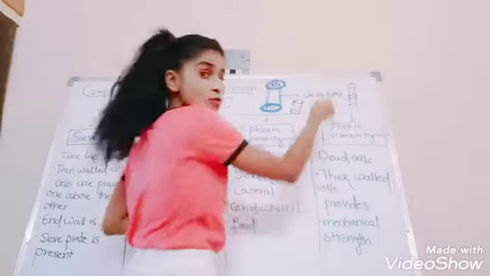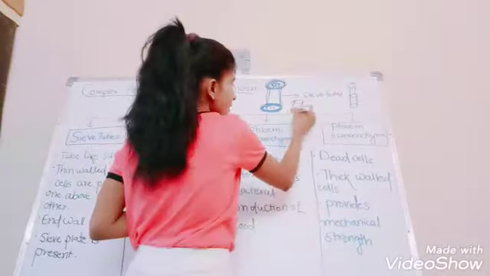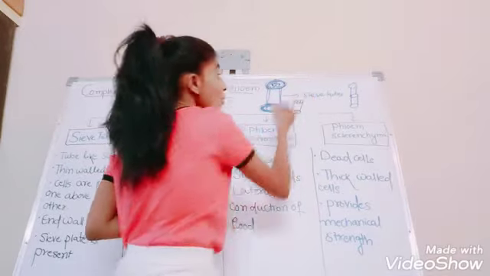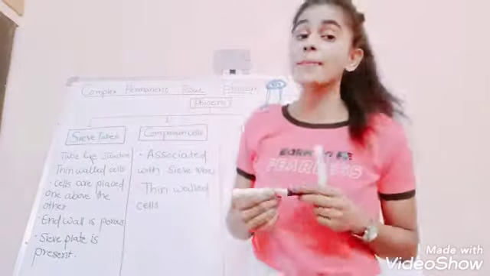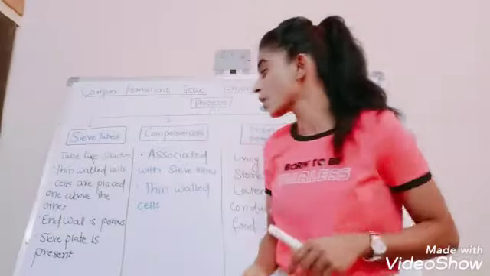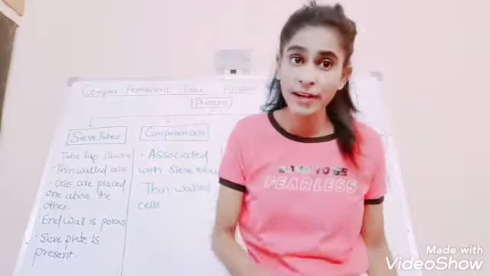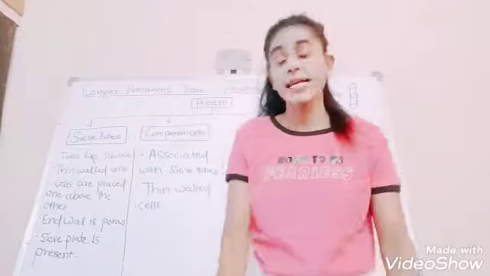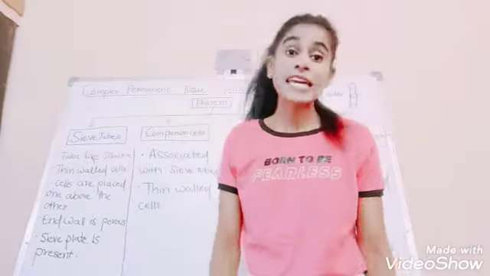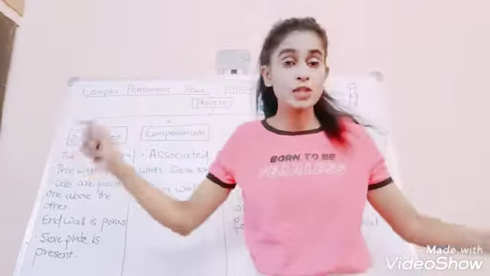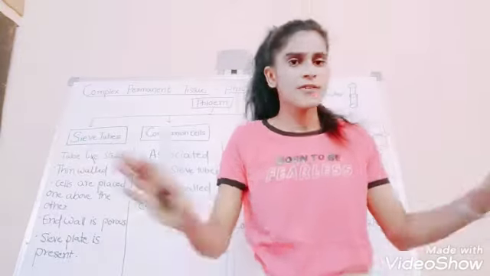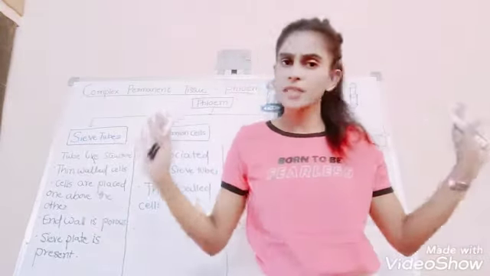We can place one above the other. This is the end wall, and this end wall has got pores in it, and those pores are called your sieve plate. If the end walls have pores on them, then it is called your sieve plates. Got it? So what you have to write in sieve tubes? First thing, tube-like structure.